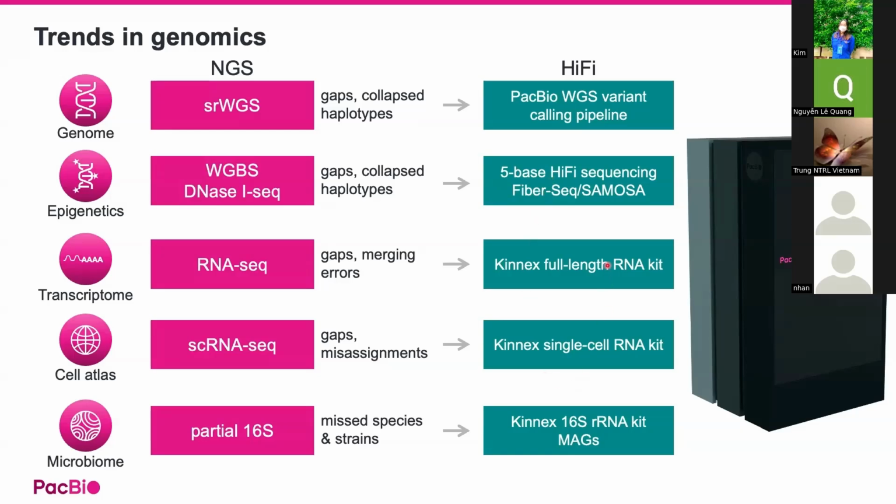And on the RNA side as well, we have our Kinnex workflow, which can offer you isoform level information, both on bulk RNA as well as single cell RNA. And of course, lastly, on the microbiome side, for our 16S sequencing, because we are doing full-length 16S sequencing, we are able to go down to species and strain levels compared to V3-V4 sequencing on the short read sequencer. And on the shotgun metagenomic side, if you are doing shotgun metagenome assembly, we are able to generate more MAGs, or metagenome-assembled genomes, compared to short read sequencing.